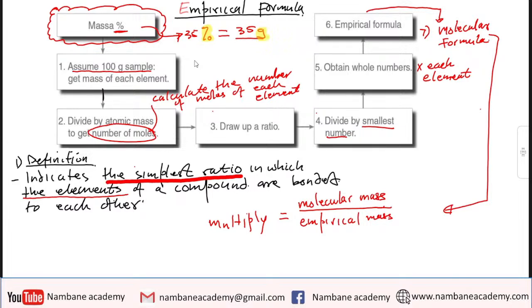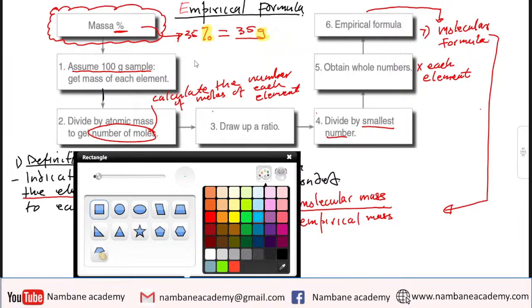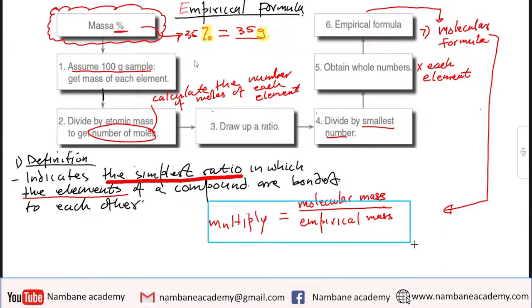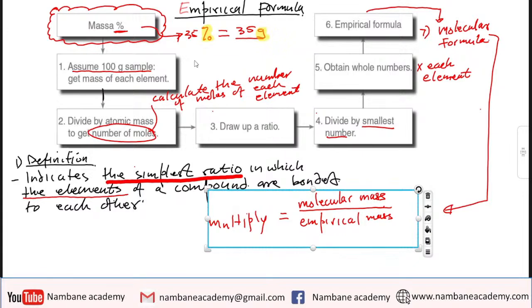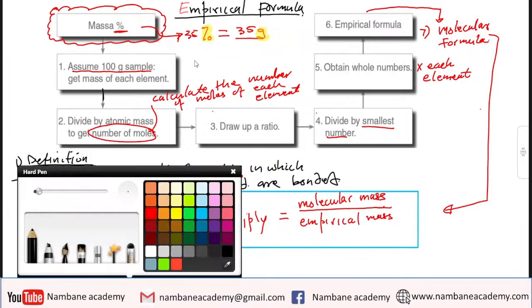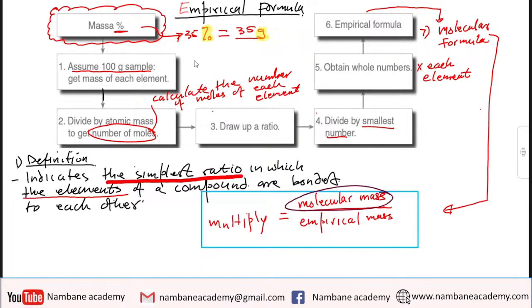Then it will give us the multiplier. It is basically the molecular mass, which is the total. In most cases, examiners usually give this. Let me just say, it is always given in most cases. If it's not given, then somehow a hint will be given for you to be able to know what you now need to do.